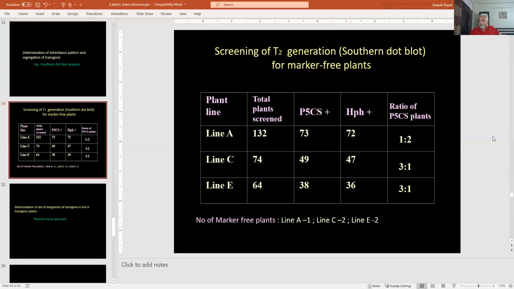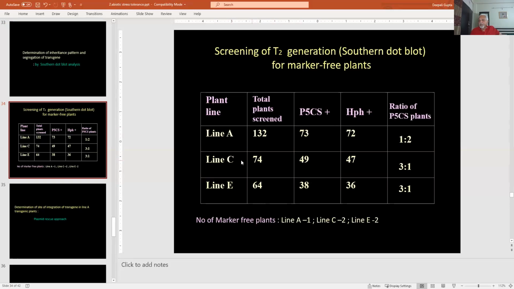So it was a very complicated study, wherein this many plants were screened for the presence of the P5CS gene by dot blot Southern analysis. It means the DNA was isolated from these plants, blotted onto a membrane and then probed. That is what was observed: 73 out of 132 were P5CS positive, 74, 49, 64, 38.